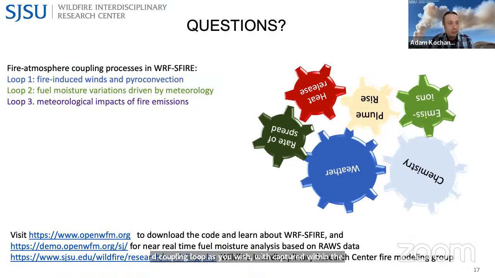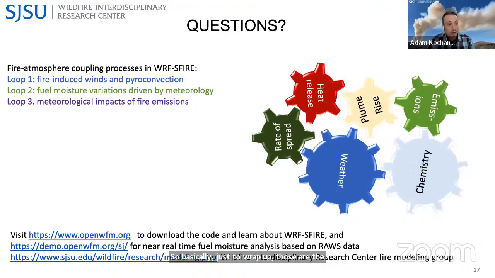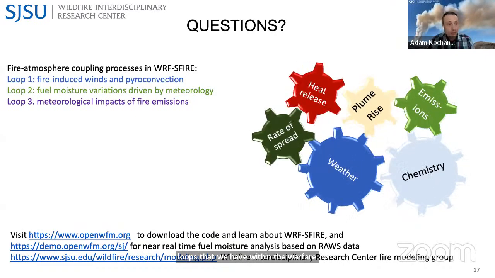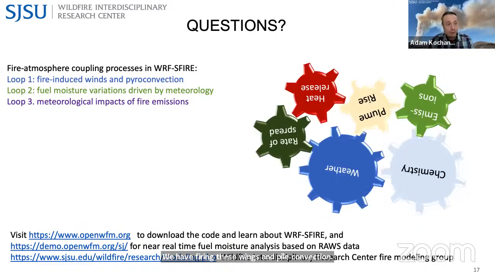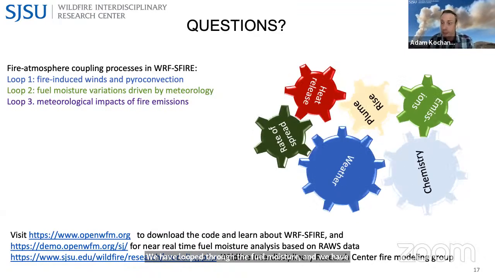So basically, just to wrap up, those are the 3 different loops that we have within the WRF fire. We have fire-induced winds and fire convection. We have a loop through the fuel moisture, and we have a loop through meteorological impacts of fire emissions. And that's everything. I'm ready for your questions.